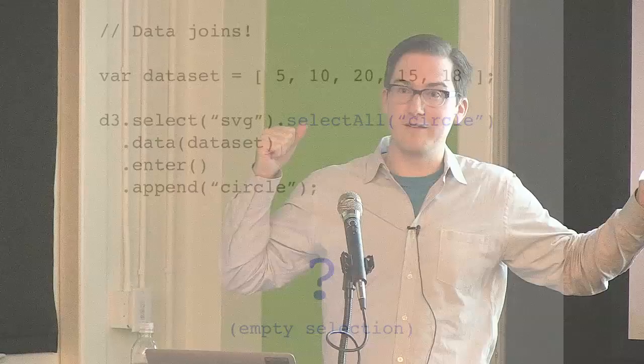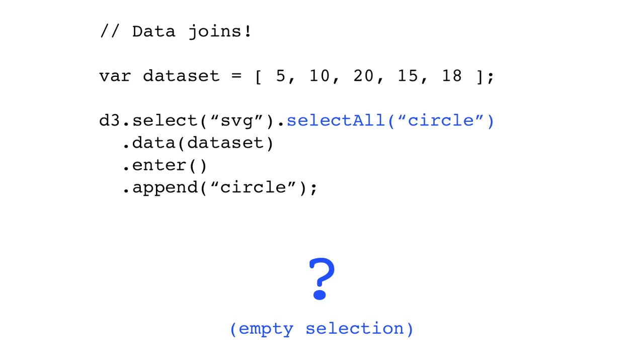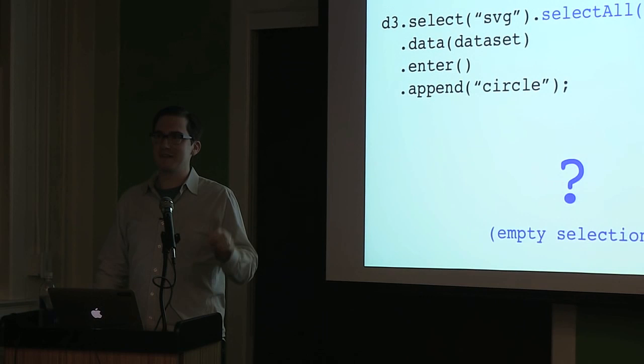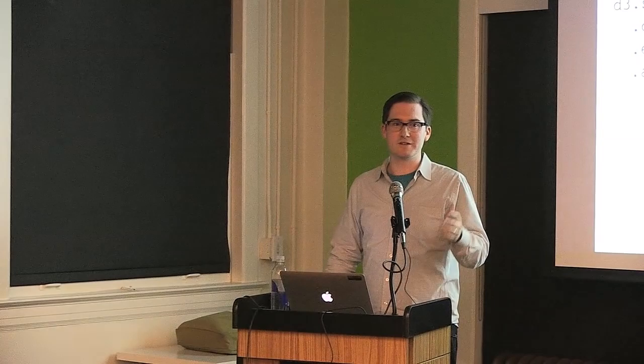So let's say I want to make a circle for each one of these data values. That would be five circles, right? So I start out by selecting the circles. Now I'm within the SVG. I'm going to select all the circles. How many circles do we have? No circles yet. Hence the big question mark, the ominous blue question mark. This is the most confusing part of D3. You select the things you're about to act on before they even exist. And it's just something you get comfortable with, as I'm sure a lot of you are. So let's select these circles that don't exist yet.